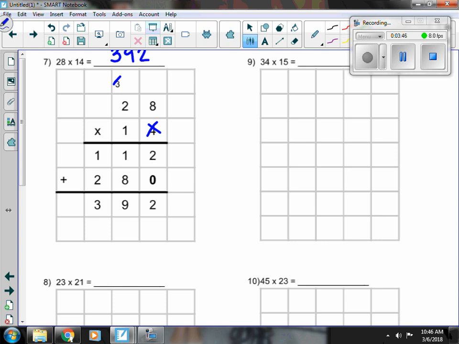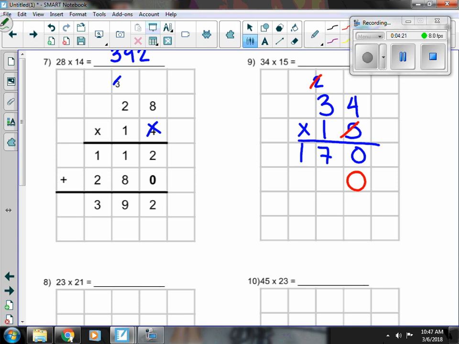Okay, let's try it together. We have 34 times 15. I'm going to start by ignoring the 1 and just doing 34 times 5 like we did on the front. 5 times 4 is 20. 5 times 3 is 15, plus 2 is 17. Now that I'm done with the 5, I'm going to cross my 5 off, cross my 2 off, and I'm going to add that 0 to go into the tens place.